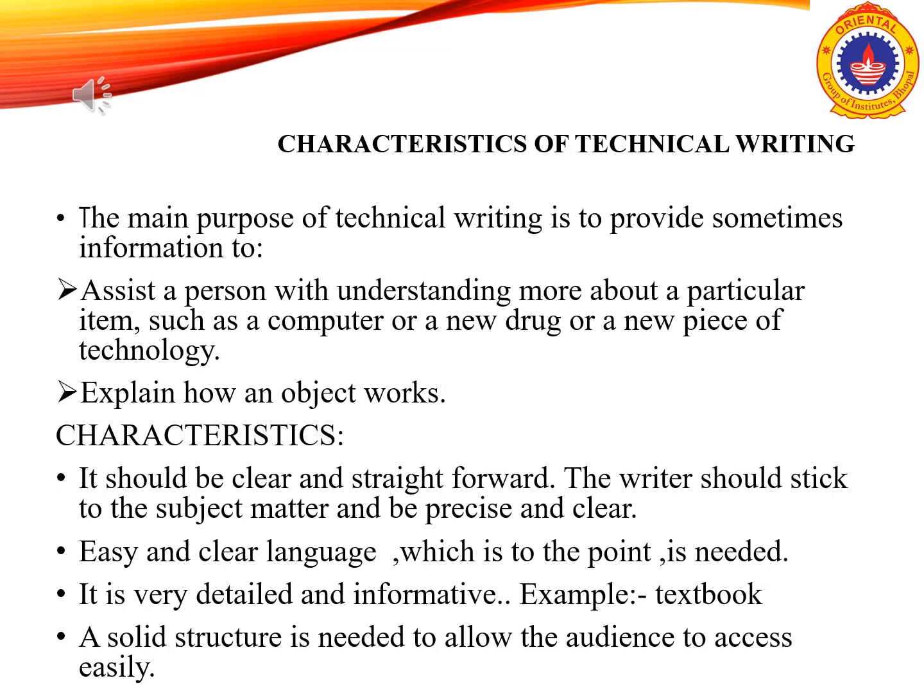Let us now see the different characteristics of technical writing. So we all know the main purpose of technical writing is to provide information about any object or any terminology, okay, and also to assist a person with understanding more about a particular item such as a computer or a new drug or any new piece of technology.